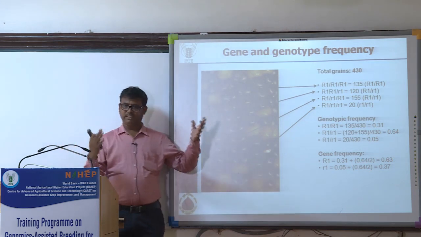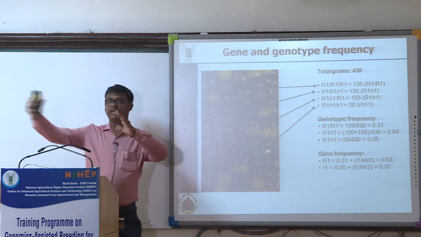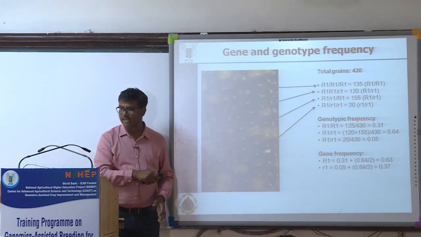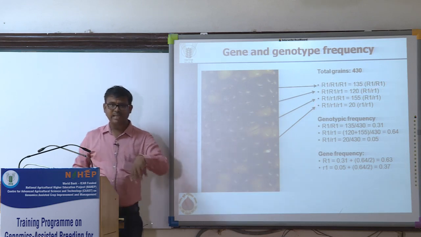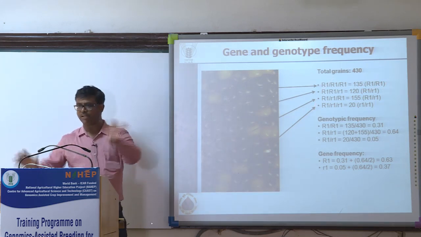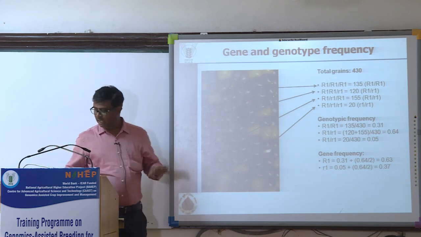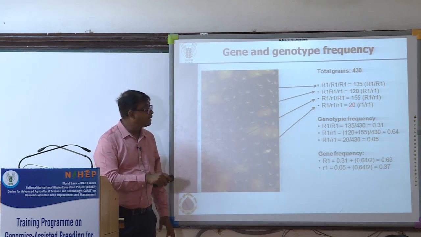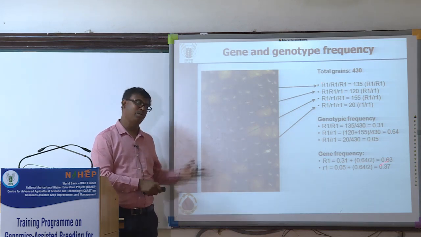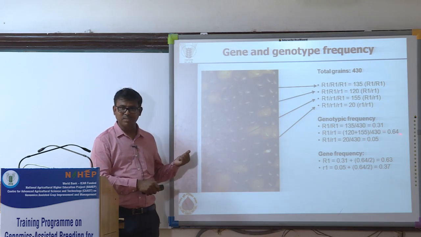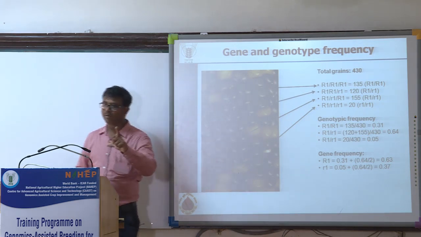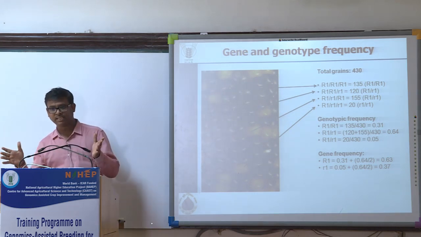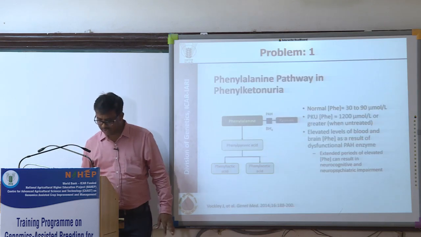So if you have a composite in which random mating is going on, and where this color is segregating, this purple color versus white color because of the R1 gene, and any cob is given as your sample of the composite, once you count the color, you can designate the genotype. Then you can easily calculate the genotypic frequency and the gene frequency. So with a single cob you can demonstrate how Hardy-Weinberg equilibrium operates in maize.